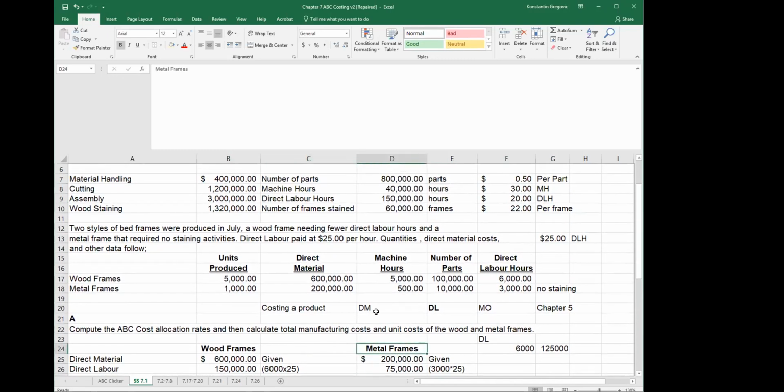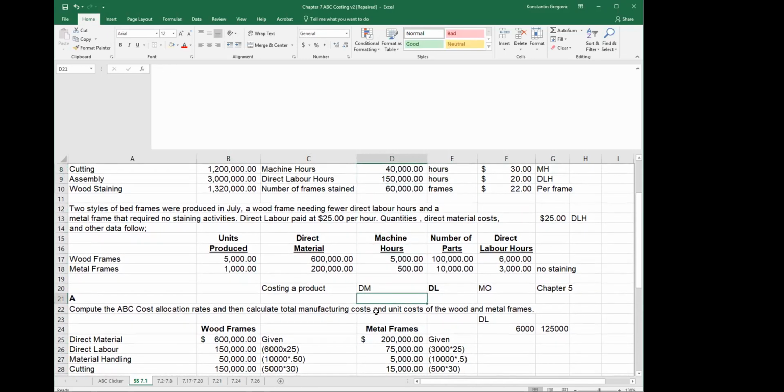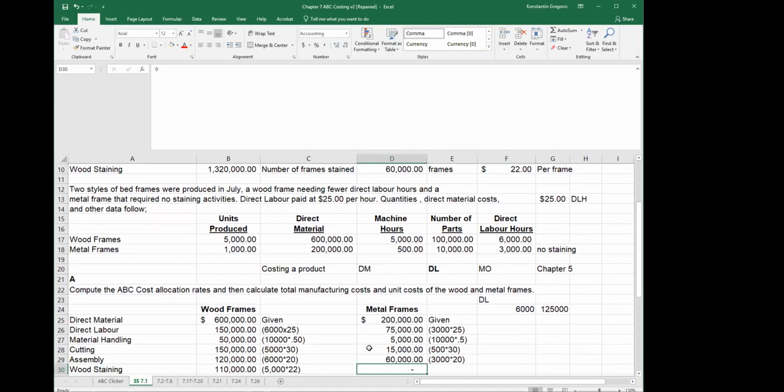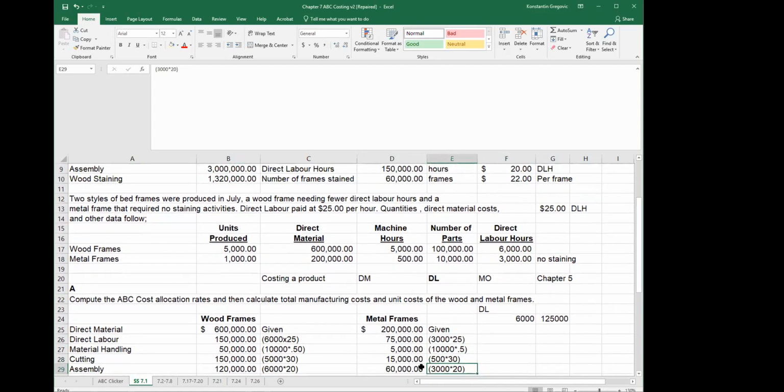Okay, somebody do the metal frame. What is the assembly cost for metal frame? Assembly is $20 per direct labor hour. $20 times what? There we go, Terrence, 60K. So 3,000 metal frames, it takes 3,000 direct labor hours. Your direct labor rate for assembly is $20. 20 times 3,000, 60,000. All right, let's do the final one, wood staining.